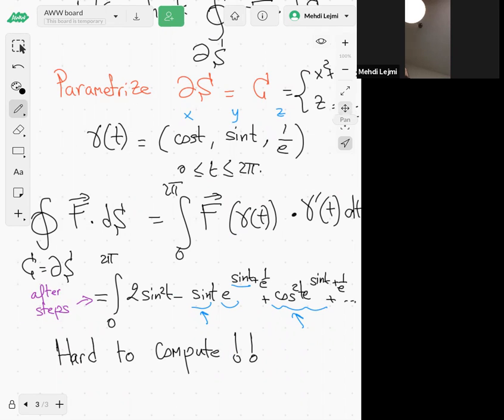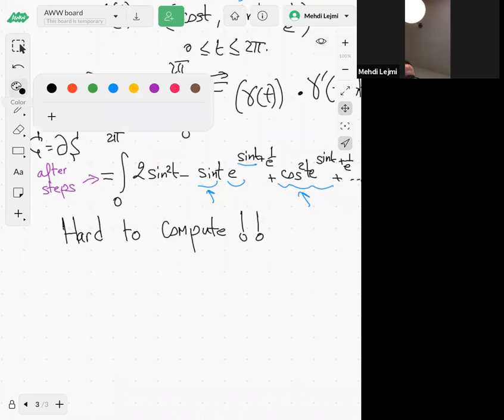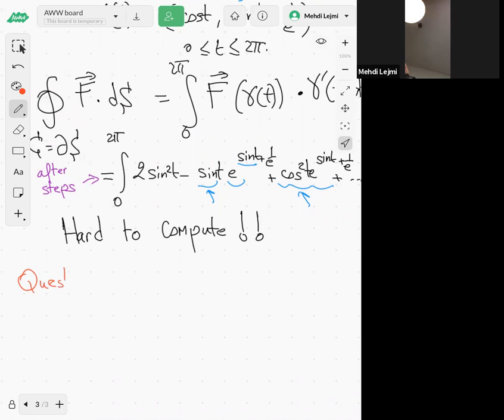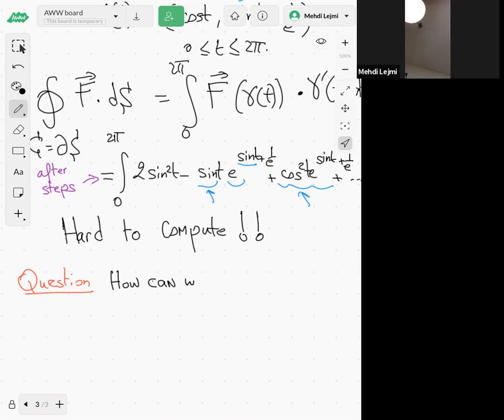Okay, so the question is: how can we compute such an integral, right?